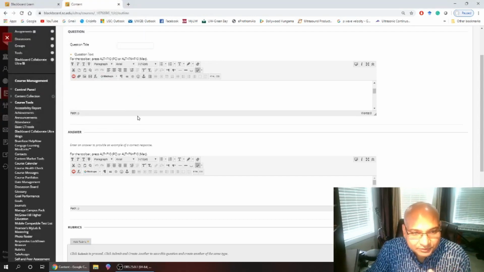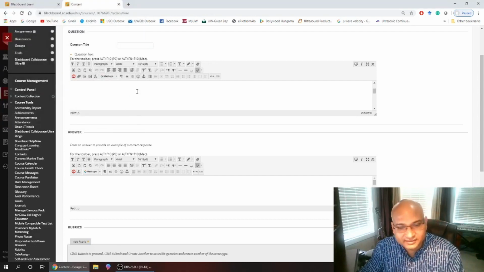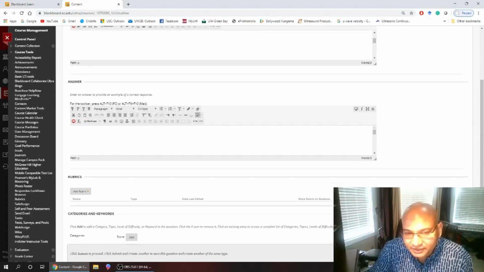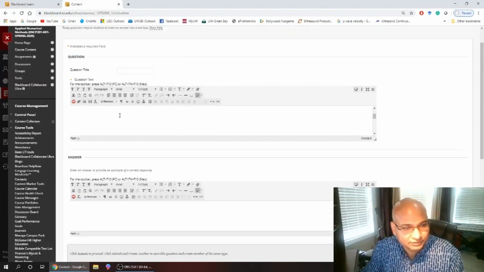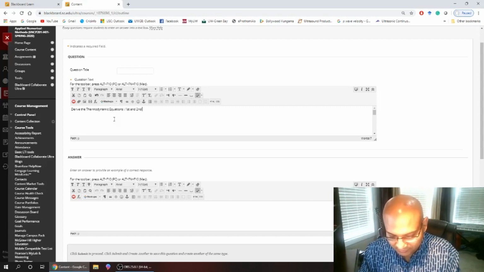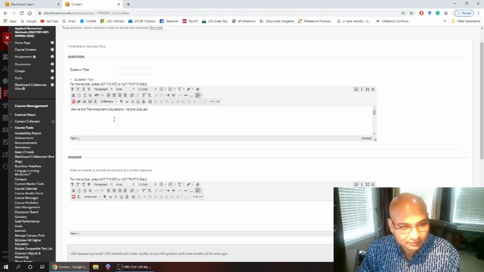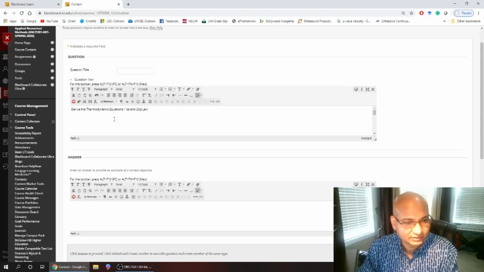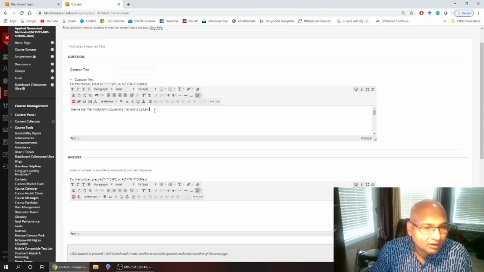So there are a lot of options if you assign, let's say, derive this particular formula and so forth. And if you submit, then that will be the question. So let's say I'm asking the question, derive the thermodynamic equations, first and second law, and such, just to give some example. Or you can ask something else.